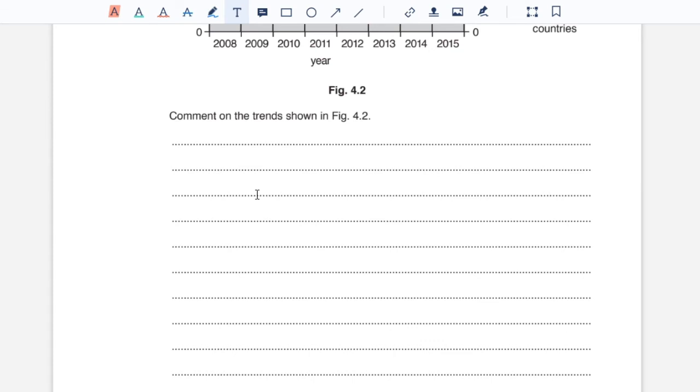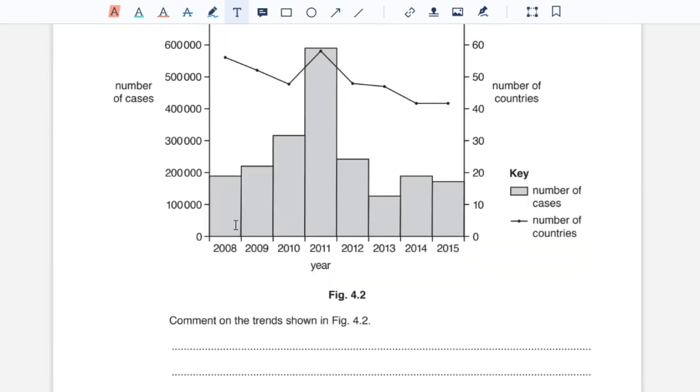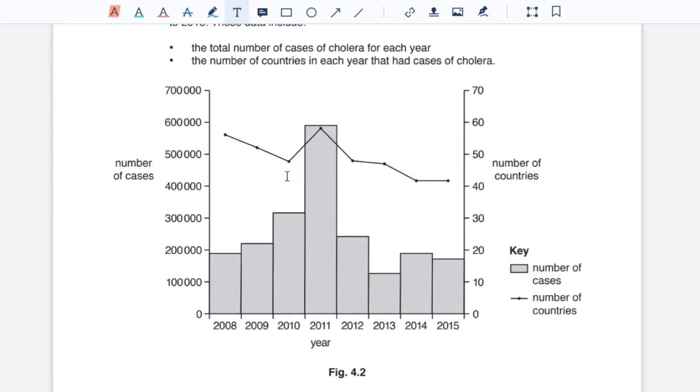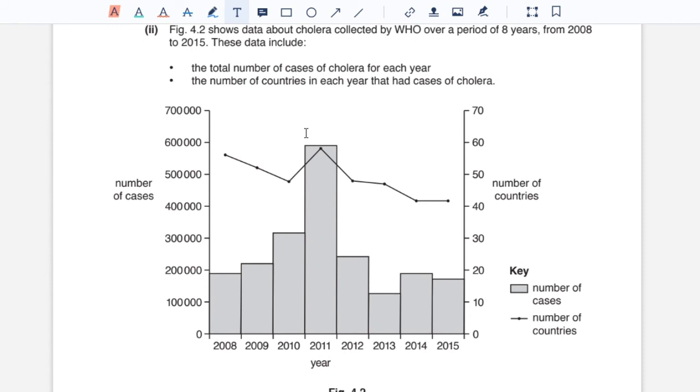So because this question is asking you to comment, you could describe and explain it. I'd start by describing the general comments. So the number of cases is fluctuating over the years, and the number of countries that had cases is generally decreasing. As for similarities, the greatest number of cases and the greatest number of countries that had cholera were in the year 2011, and the differences would be between 2008 and 2010, where the number of cases of cholera is increasing and the number of countries with cases is decreasing.